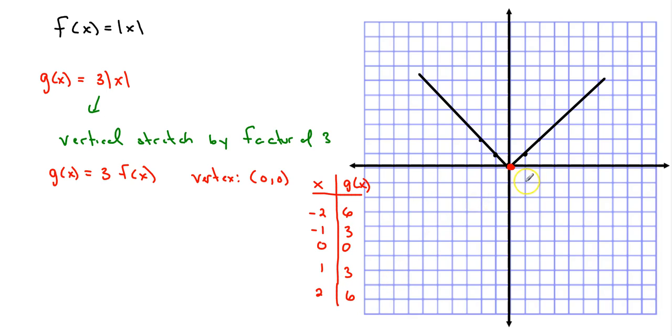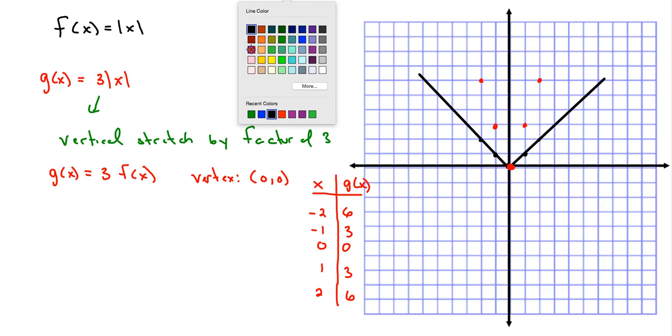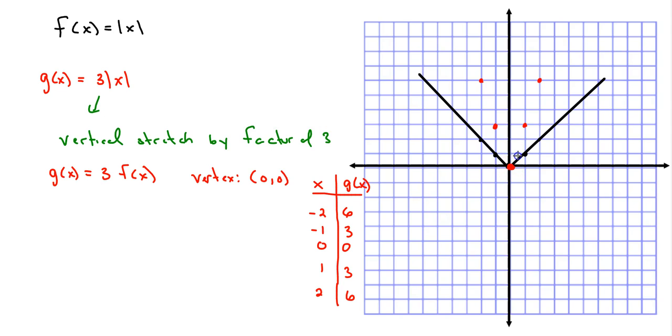So now we have 5 coordinates there. So if I go -1, rise 3, I'm going to go left 1, up 3. Or right 1 and up 3. Or left 2, up 6. Or right 2, up 6. And this is the absolute value with a vertical stretch of 3.